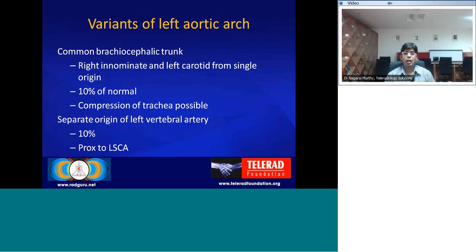Some of the normal variants of the left aortic arch are the common brachiocephalic trunk, that is, the right innominate and the left common carotid arteries arise from a single trunk, seen in about 10% of the normal population, and possibly there may be compression of the trachea. Next is the separate origin of the left vertebral artery, seen in about 10% of the population, and usually it arises proximal to the left subclavian artery.